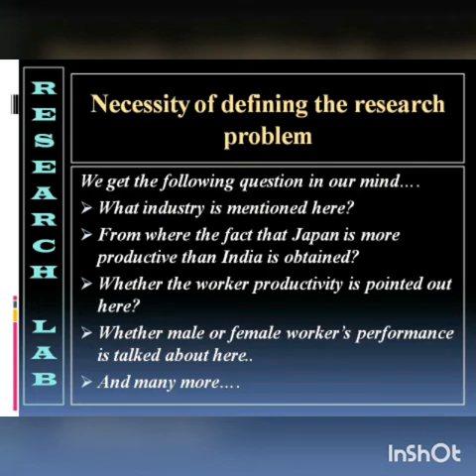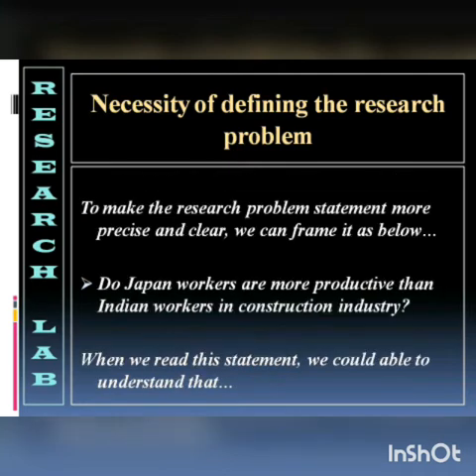But when we look into this research statement, it is not very narrow or clear. We will get questions in our mind. What is the sector in which Japan is more productive than India, and which geographical area is involved, and who says that Japan is more productive than India, and all the demographic variables, especially whether women's or men's productivity is more than India's? We have n number of questions in our mind when we read this research problem statement. We have already seen that a research problem statement should be clearly defined. So in this case, we can frame it like this.